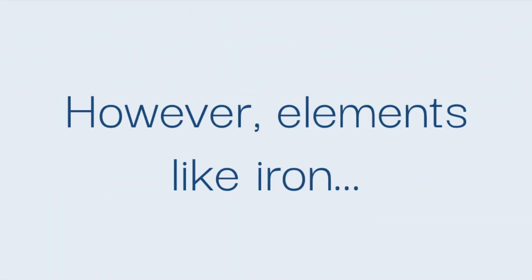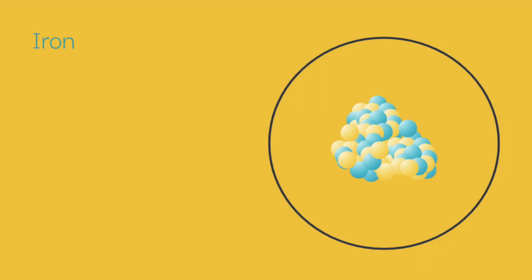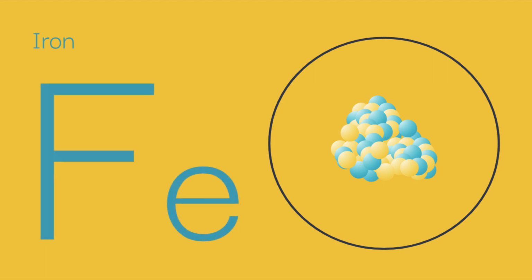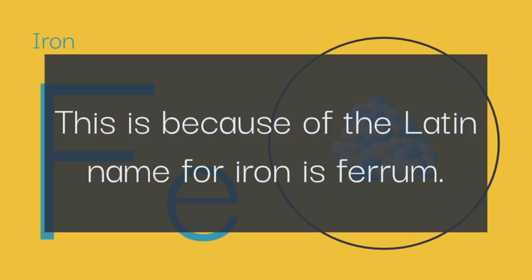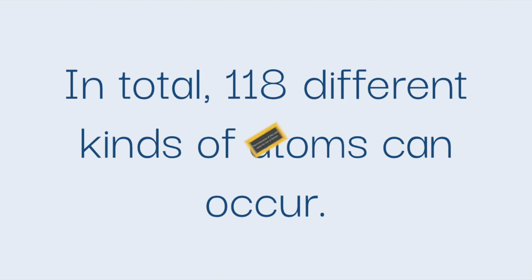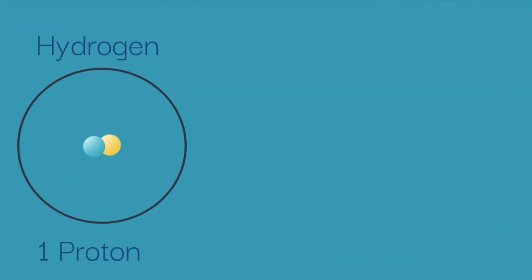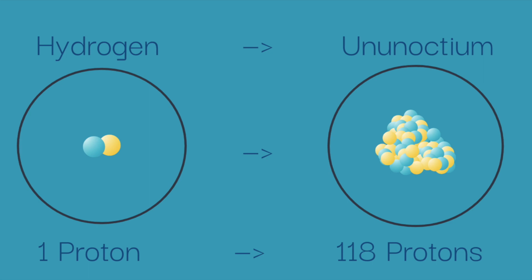However, elements like iron can be more difficult to remember, as iron is represented by Fe. This is because the Latin name for iron is ferrum. In total, there are 118 different identified elements which can occur. These elements include atoms as small as hydrogen with a single proton, all the way to atoms like ununoctium with 118 protons in its nucleus.